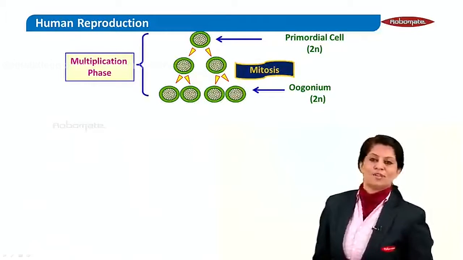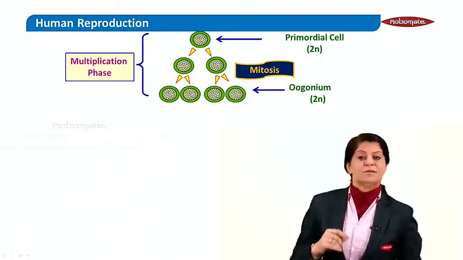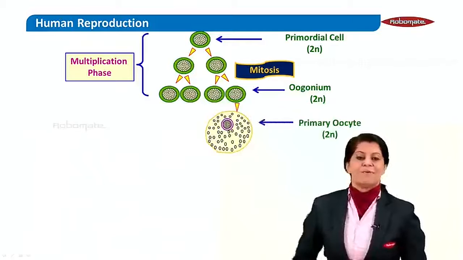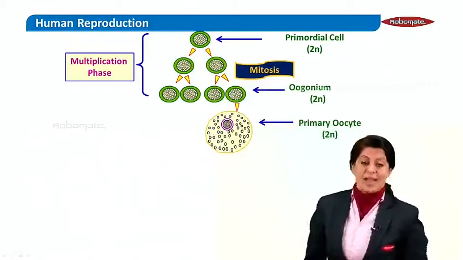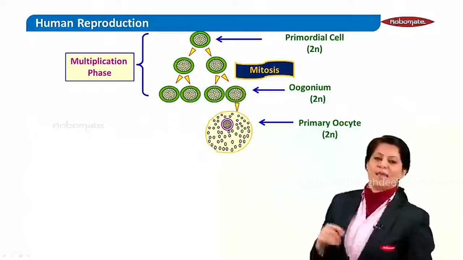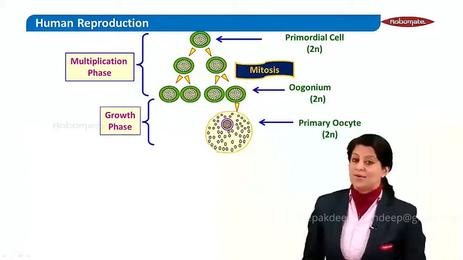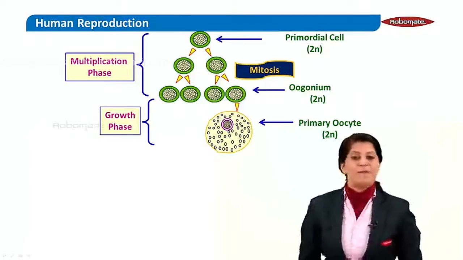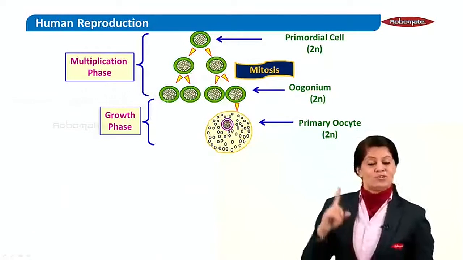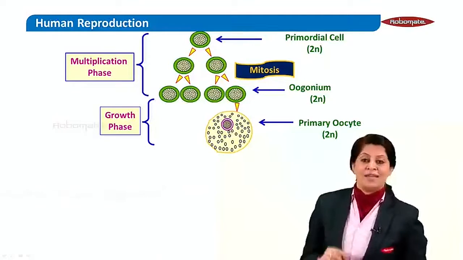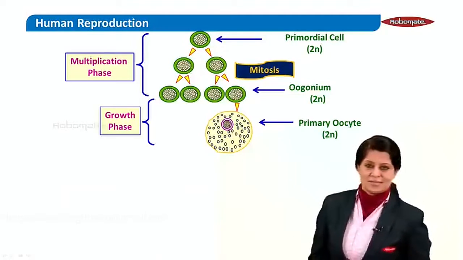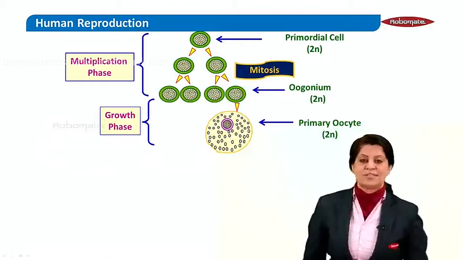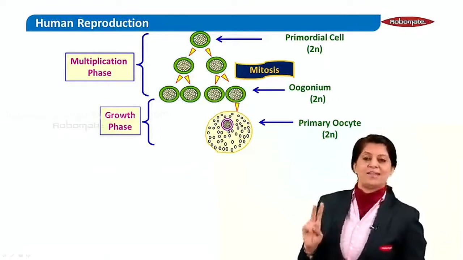Now oogonium, students, undergoes a huge spurt of growth and forms a cell which we call the primary oocyte, and this phase of formation of primary oocyte is called the growth phase because it is showing rapid growth. Now the primary oocyte, students, you see, is also diploid, having 46 chromosomes in the nucleus. Now the primary oocyte undergoes meiosis, and we know meiosis is meiosis 1 first and then meiosis 2.